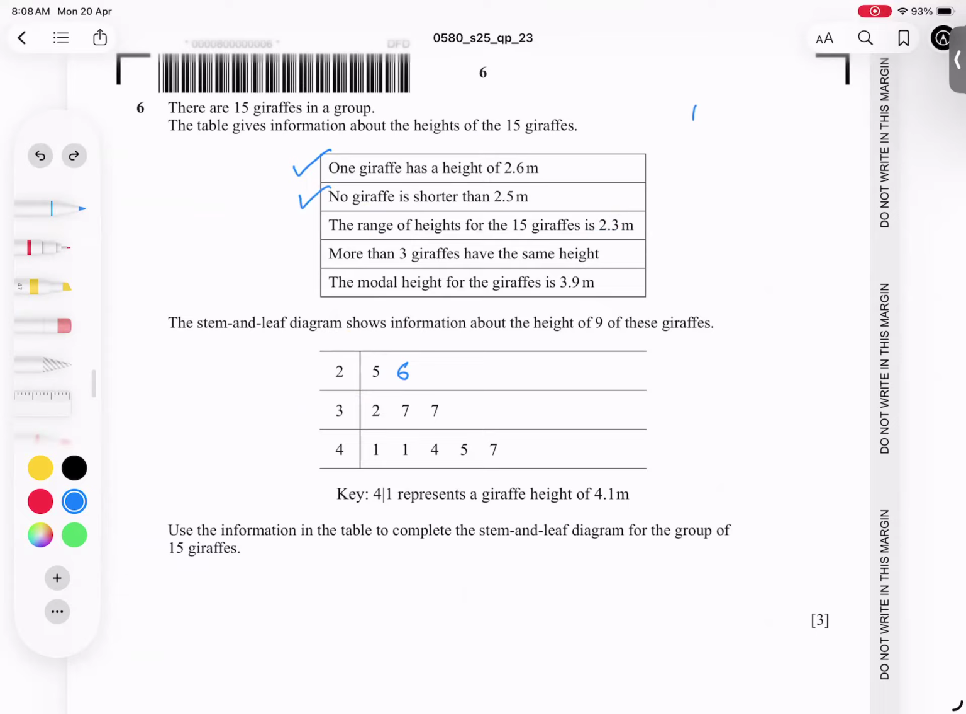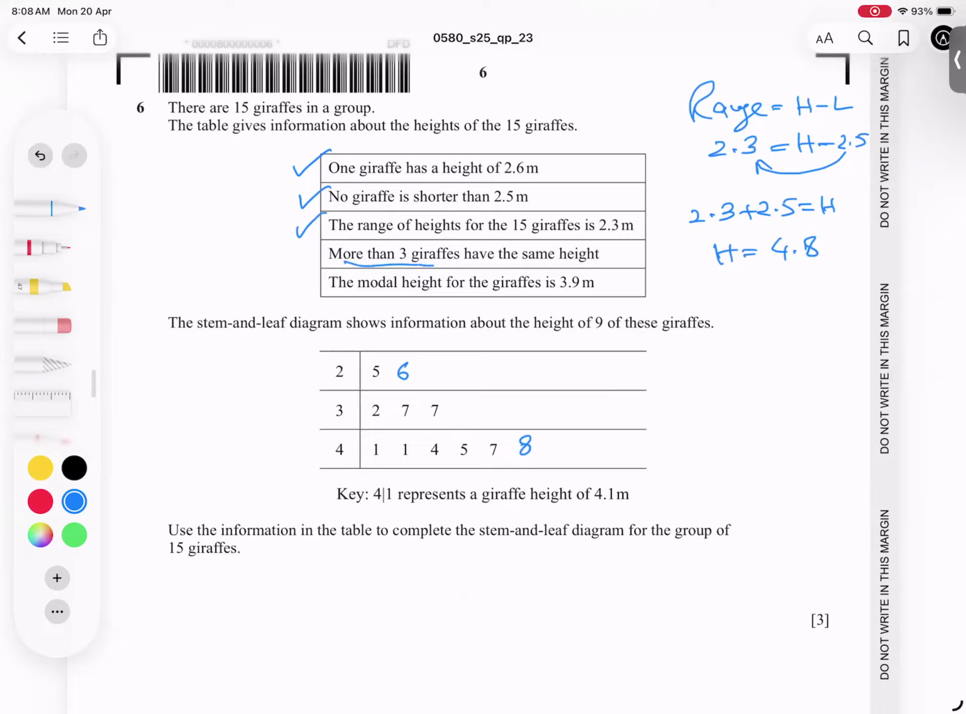The range of the height is 2.3. Students, remember the definition of range: range equals highest value minus lowest value. The range is 2.3. The highest we don't know, but the lowest we know: 2.5. We will add 2.5 to the other end and I will get the highest. The highest becomes 4.8. So 4 we have, and 8 I will write here. So this 4.8 is done as well.